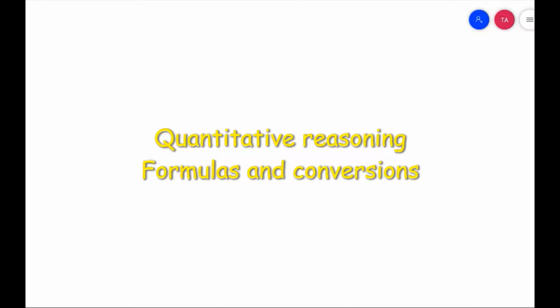Hey guys, in this video I will be focusing on the quantitative reasoning section of the UCAT, in particular the formulas, conversions and some information which you should know inside out. So starting from the unit conversions, 1 kilometer is equal to 1,000 meters.